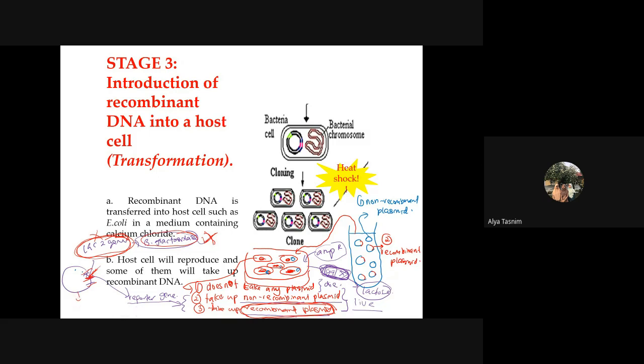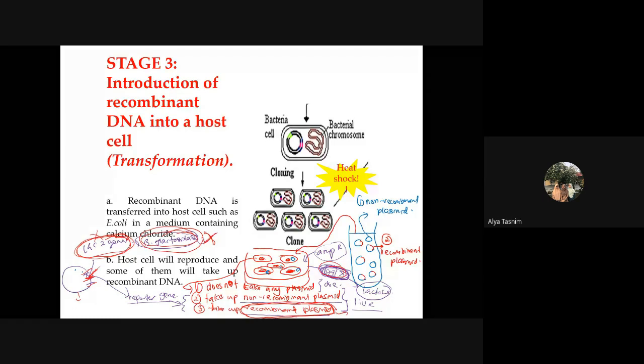So any bacteria that take up recombinant plasmid will not be able to produce beta galactosidase and will not be able to hydrolyze GalX. Okay, so bacteria yang take up recombinant plasmid ni dia akan menjadi koloni yang berwarna putih, white colony.